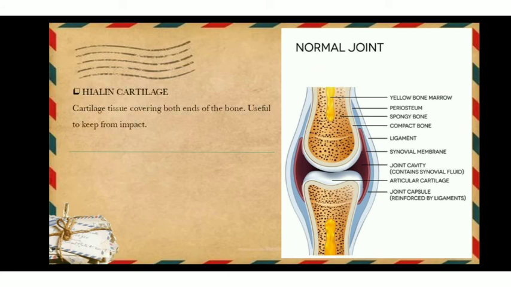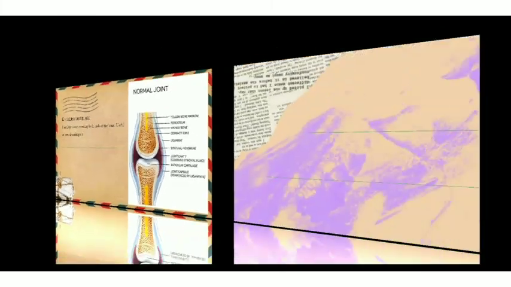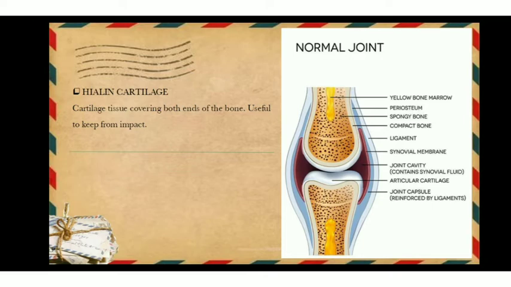This is an image of a normal joint. Hyaline cartilage. Cartilage tissue covering the end of the bone, useful to protect from impact.